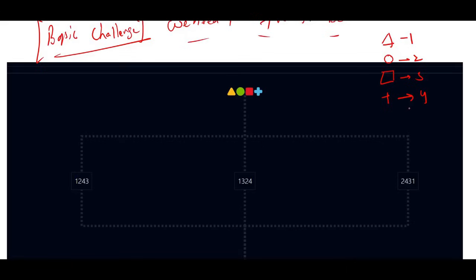Then we have plus. What is the number for plus? 4. Then the answer will be 4. Then we have square. What is the number for square? 3. So the answer will be 3. Then we have triangle. What is the number for triangle? 1. So 2, 4, 3, 1. 2431. This is our answer. If you can see here, based on the rearrangement, we provided the answer.